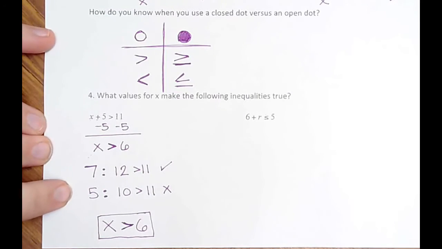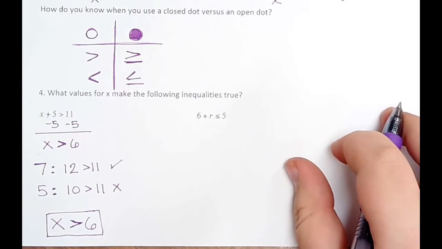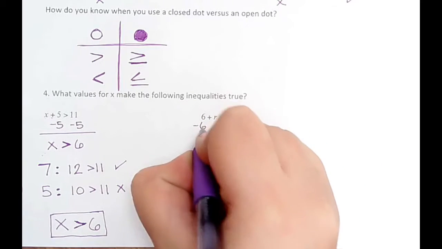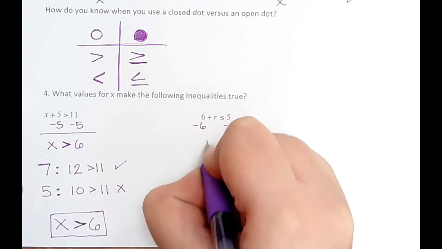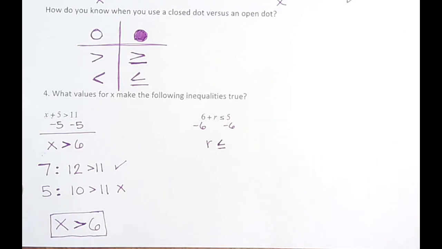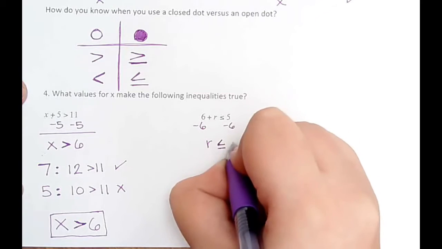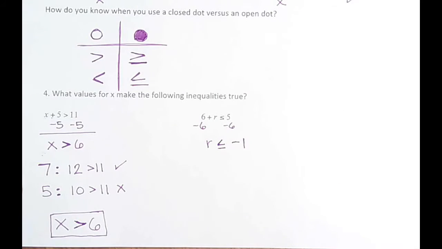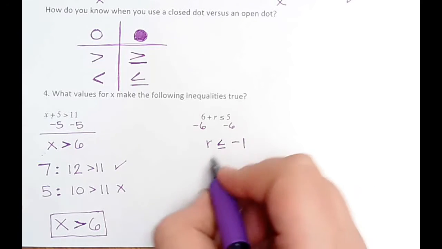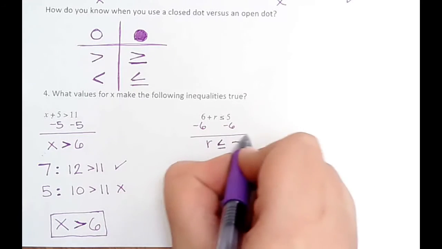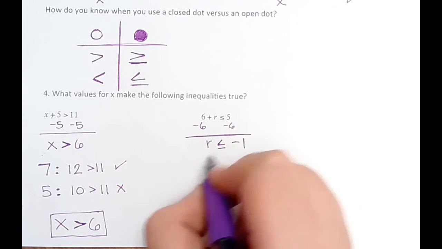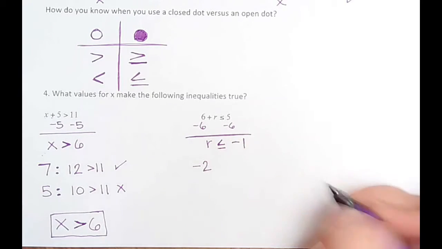Let's check in over here. This is very similar, where I moved the 6 over just like I'm used to doing. I have an r left here. My sign comes down, and I get r is less than or equal to negative 1. Let's check some values. Let's make sure this is true. Put my line underneath so you can see what I'm doing. So what's a value less than negative 1? Negative 2 is always a good one to check.